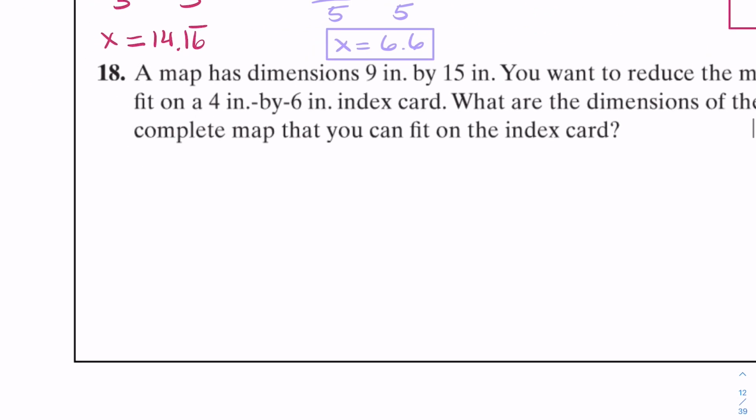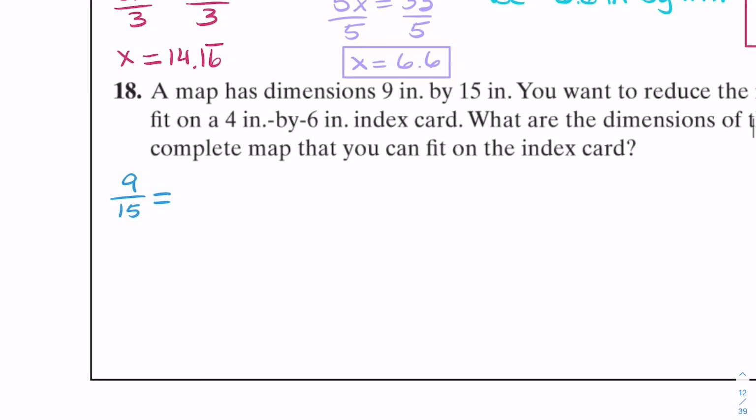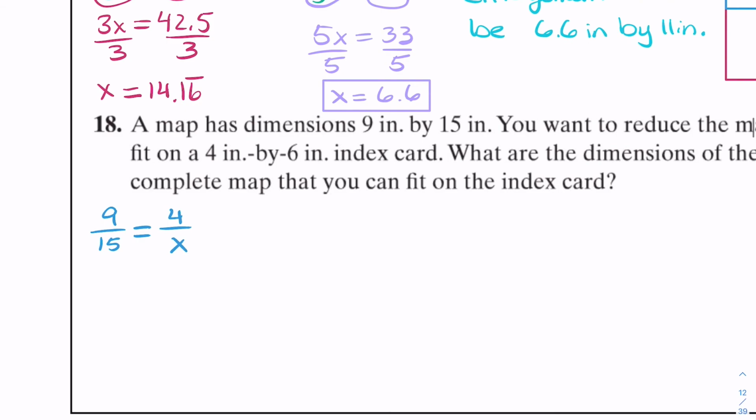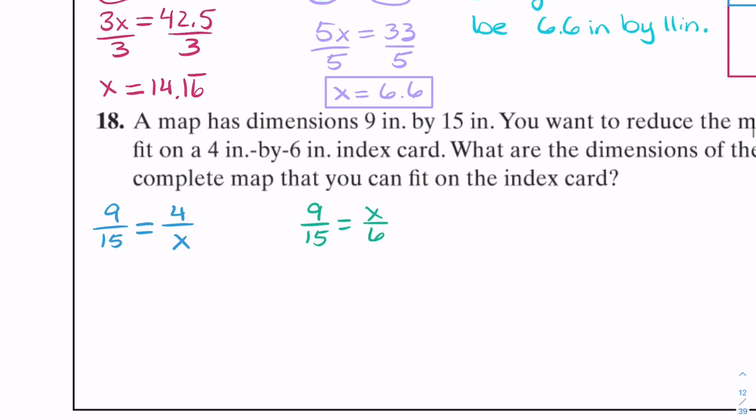So map has 9. So we're going to do 9 is to 15 as 4 is to x. And that number cannot be greater than 6. Okay, if we get a number greater than 6, it won't work. And my other one is going to be 9 is to 15 as x is to 6. That one can't be greater than 4. So each one of these will test.